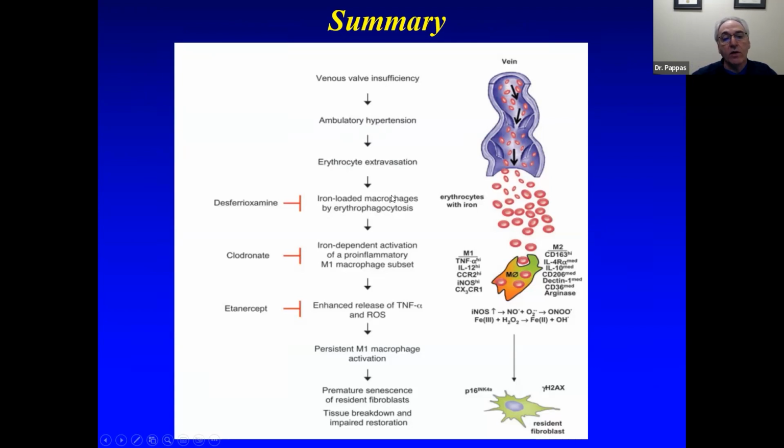You get iron overload of the macrophages leading to TNF alpha production, and then a change and the development of macrophages into this M1 phenotype. This M1 phenotype produces TNF alpha and other free radicals, which cause damage. And then it's a cycle that perpetuates itself and continues to make the ulcer worse or prevent it from healing. So this summary is actually a good cartoon demonstrating what we know so far as the mechanisms for venous ulcer formation.